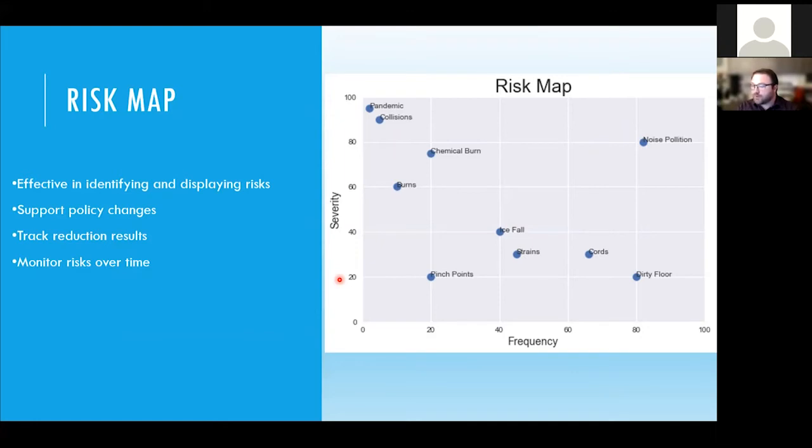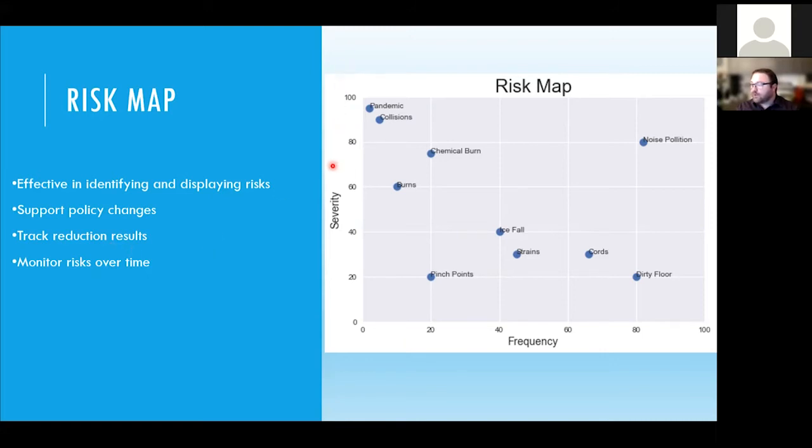This also supports policy changes. So you could take this graphic to your manager or to the person that you're reporting policy changes to, and you can use it to substantiate. You could say, we're having a ton of noise pollution issues because it's a high frequency and high severity. And then we're able to track reduction results over time and monitor risks over time.